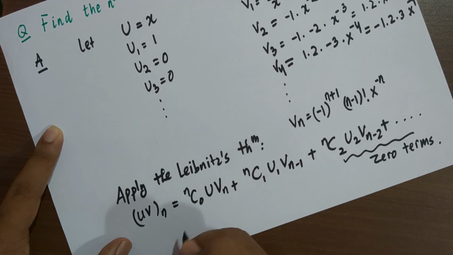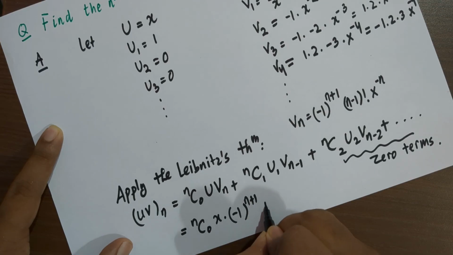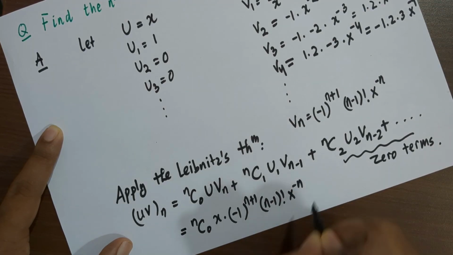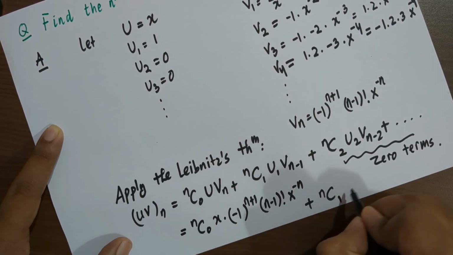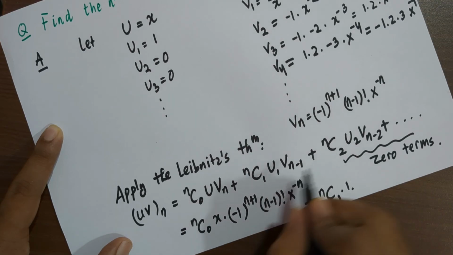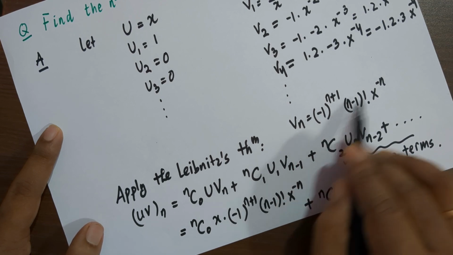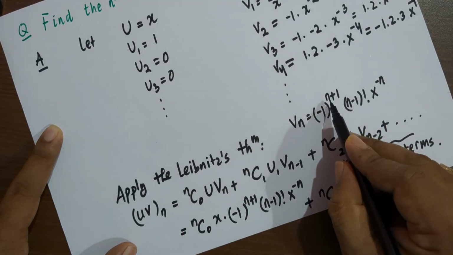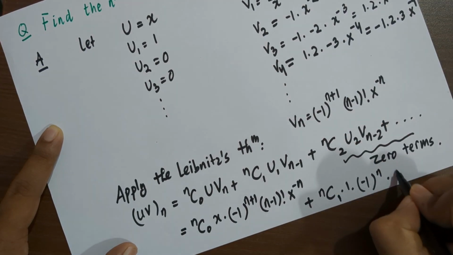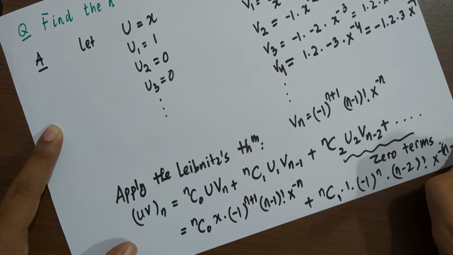So we only have 2 terms, and nC0, what is u? u is x. What is vn? vn is minus 1 to the power n plus 1 times n minus 1 factorial times x to the power minus n, plus nC1. What is u1? u1 is 1. And what is vn minus 1? Put n minus 1 in place of n, because the nth order derivative is this one. So it becomes minus 1 to the power n minus 1 plus 1, which is n, and n minus 2 factorial, x to the power minus n minus 1.